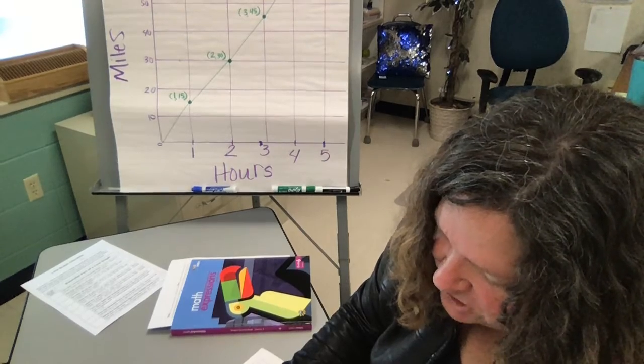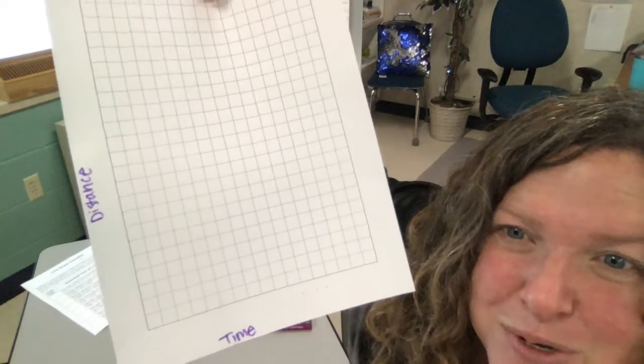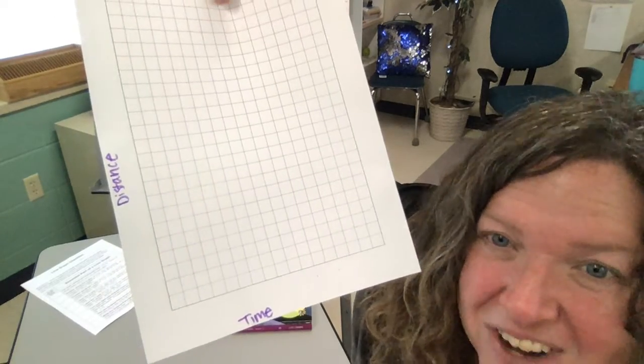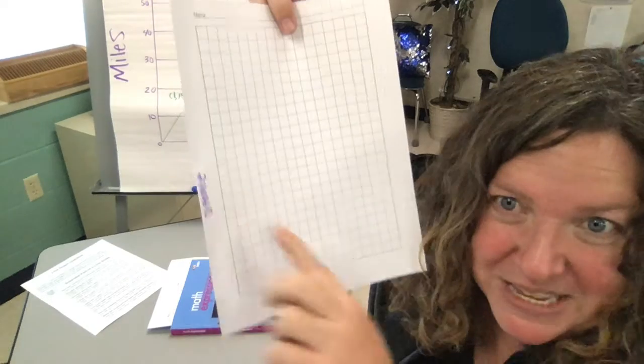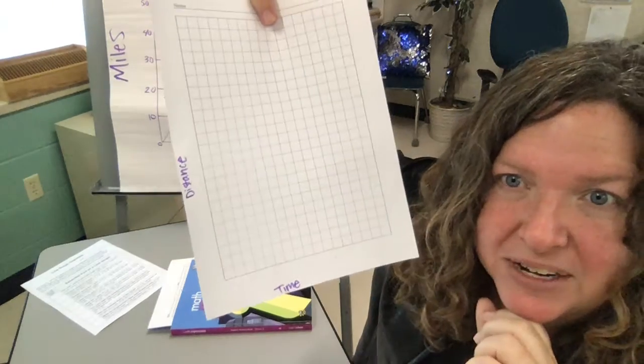Now, I'm not finished labeling those because those are just general. We don't know what distance means. It could be inches, feet, miles, yards, meters. We don't know. So I'm not done with those labels yet, but they're just going to help keep me organized.